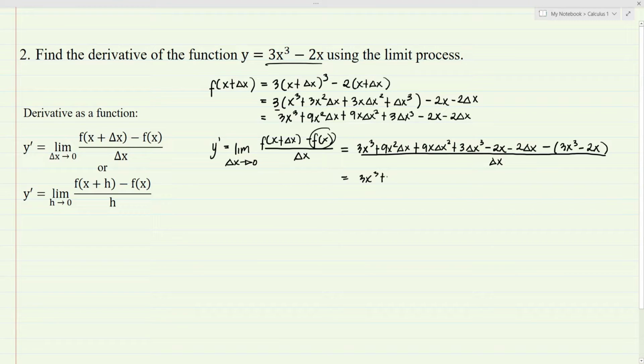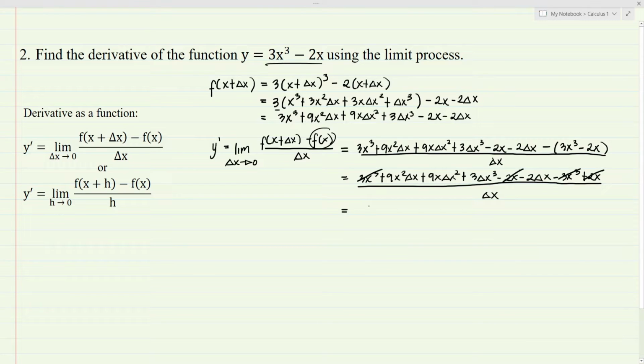3x cubed plus 9x squared delta x plus 9x delta x squared plus 3 delta x cubed minus 2x minus 2 delta x. And for this one, I can distribute the negative sign. I would have here negative 3x cubed plus 2x all over delta x. I can simplify the numerator here. I can cancel out 3x cubed, negative 3x cubed, negative 2x, positive 2x.